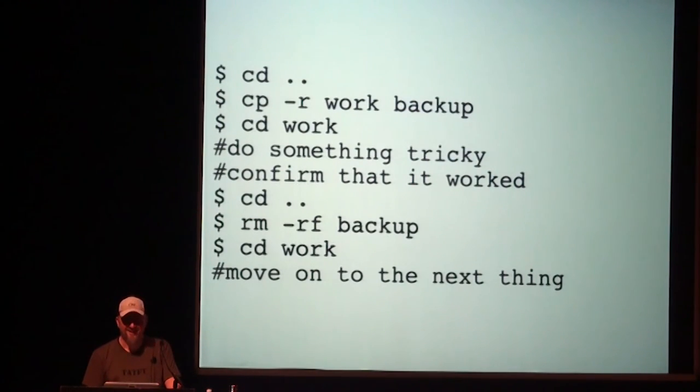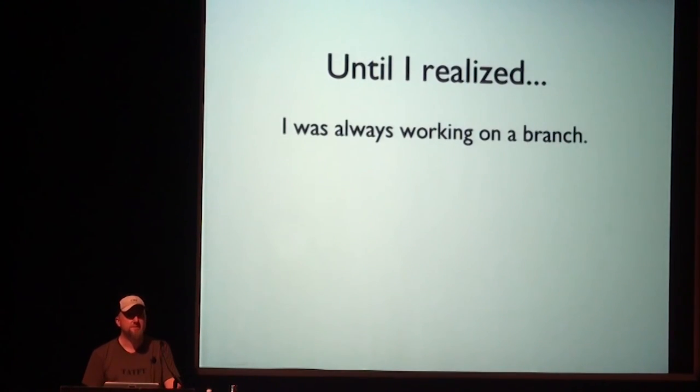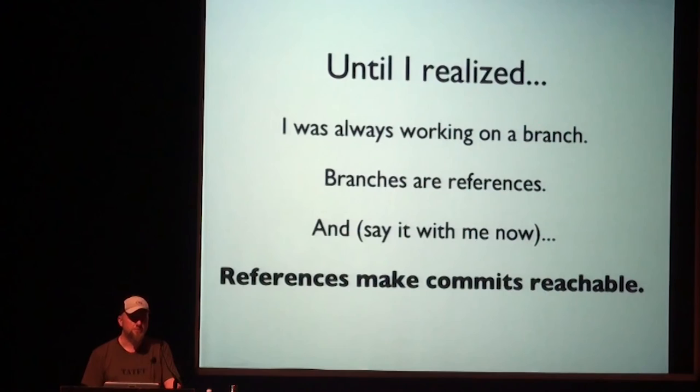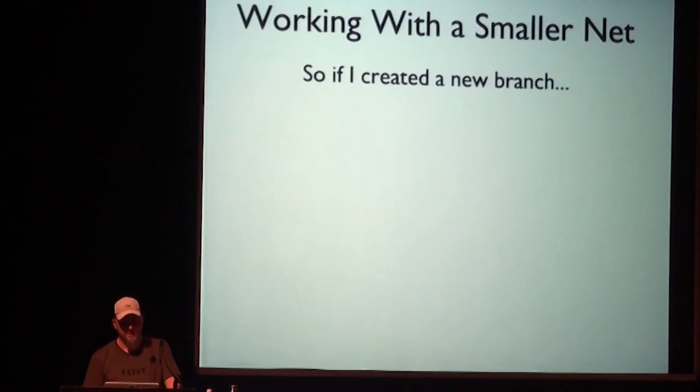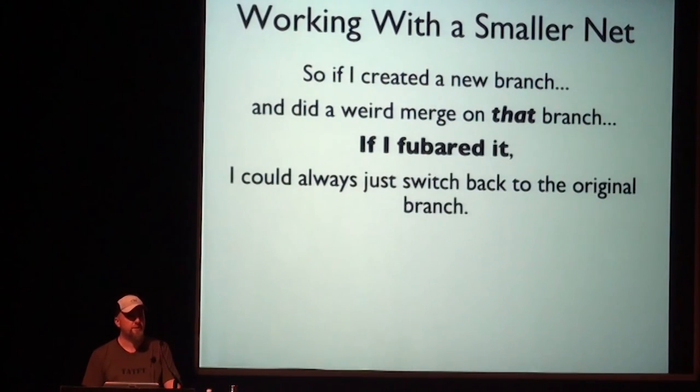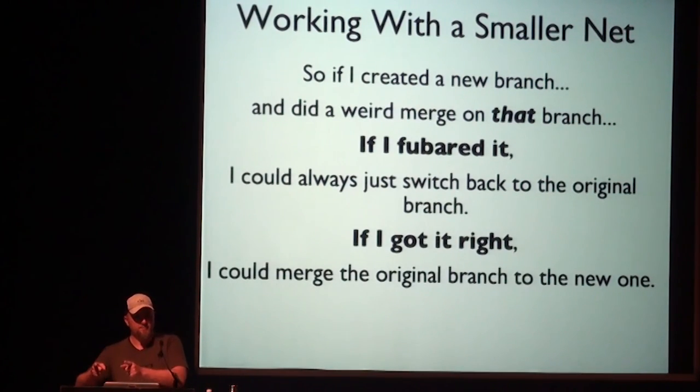I did that for like a year, until I finally realized that when I did those things, I was always worried about what some merge was going to look like, or maybe I was playing around with rebase, which is kind of a dangerous command. But I realized that I was always working on a branch when I did this. Branches are references, and references make commits reachable. So what I could do was create a new throwaway branch from wherever I am, git checkout -b foo. Do whatever I was trying to do with that branch. If I screwed it up, then I could switch back to the original branch, delete the new one, and that history would eventually be garbage collected. If I got it right, then all I had to do is say git reset this to go over there, or do the merge or whatever it was, and continue working.